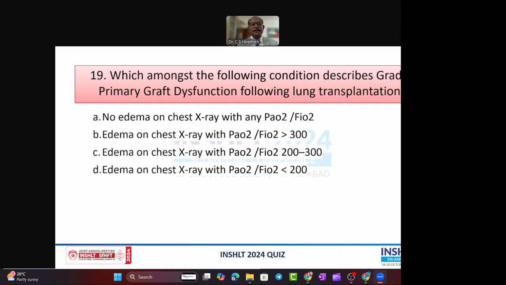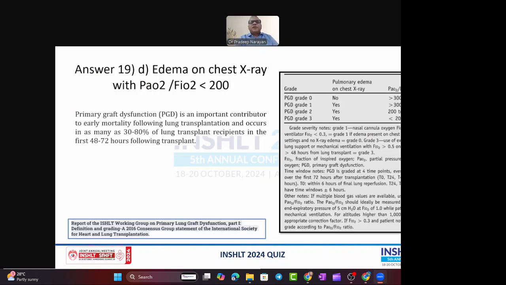Which among the following conditions describes grade 3 primary graft dysfunction following lung transplantation? So graft dysfunction is described taking two criteria into account. One is the chest X-ray, and the other one is the PaO2/FiO2 ratio. So here, you can see on the right-hand side of the screen, when the PaO2/FiO2 ratio is more than 300, it is grade 0 or grade 1, depending on whether there is a feature of pulmonary edema on X-ray or not. So the answer was grade 3, the presence of pulmonary edema as well as a PaO2/FiO2 ratio less than 200. Next slide, please.